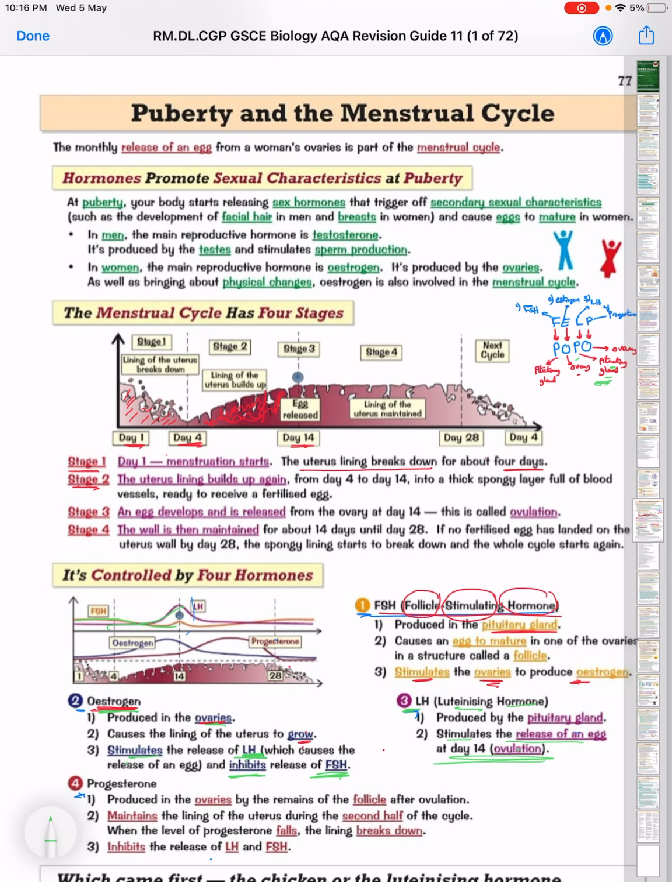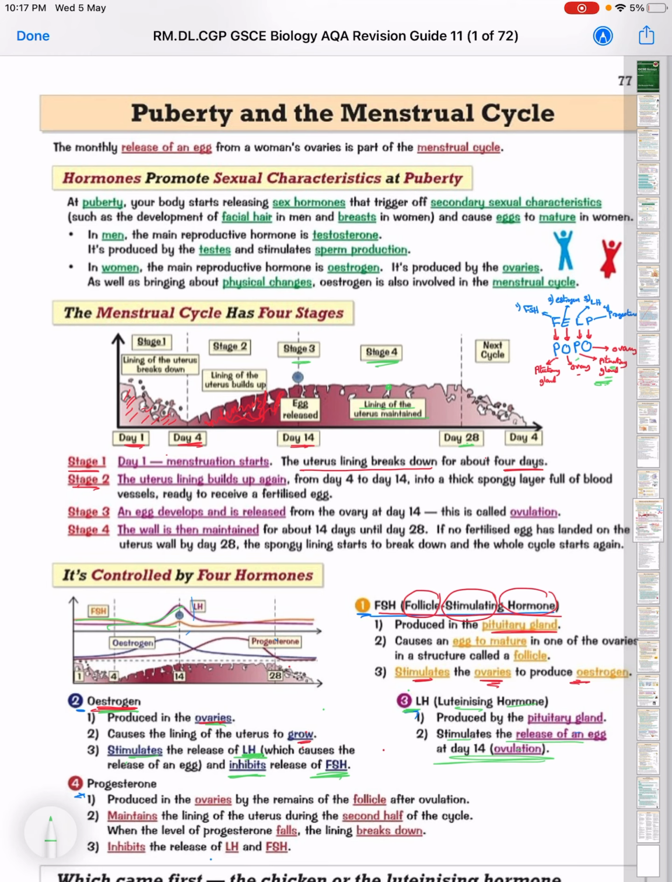After that, this will bring me to stage 3, which is the ovulation at day 14. After that, this will bring me to stage 4. Stage 4 is after ovulation. This phase after the ovulation is characterized by good lining of the uterus. The lining of the uterus wall here is maintained up till day 28, so that it can be ready for the implantation of the fertilized ovule, as I mentioned.